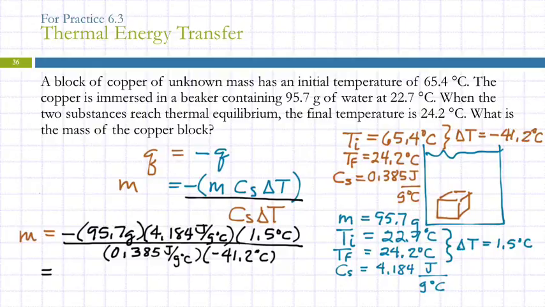Okay. So I've got negative 95.7 times 4.184 times 1.5 divided by 0.385 divided by negative 41.2. And I come up with 37.86.